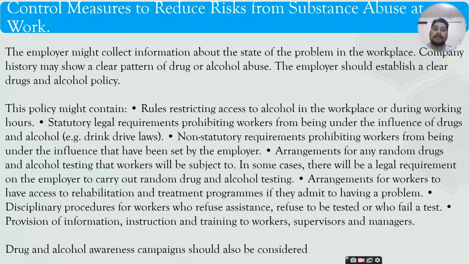A drug and alcohol awareness campaign should also be considered. When you are conducting any campaigns, you can include drug and alcohol awareness campaigns. That will be very beneficial to create awareness among the workers. When you create this awareness, they will get an idea of what the risk is, what the hazards are, what action they need to take, and what help is provided by the company. So these are the things you can do.